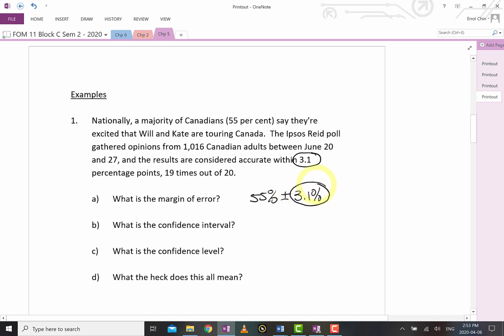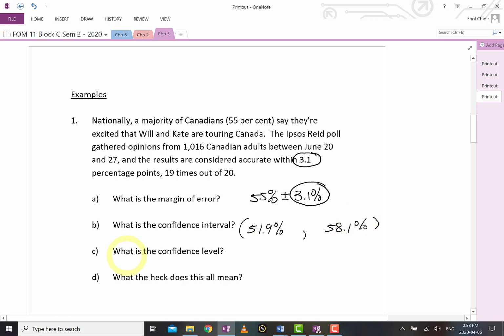What is the confidence interval? Well, now we're actually going to do the calculation. 55 minus 3.1 could be as low as 51.9% of the people interested in seeing Will and Kate, or as high as 55% plus 3.1, which is 58.1%. So it's going to be between these two values: as low as 51.9%, as high as 58.1%.